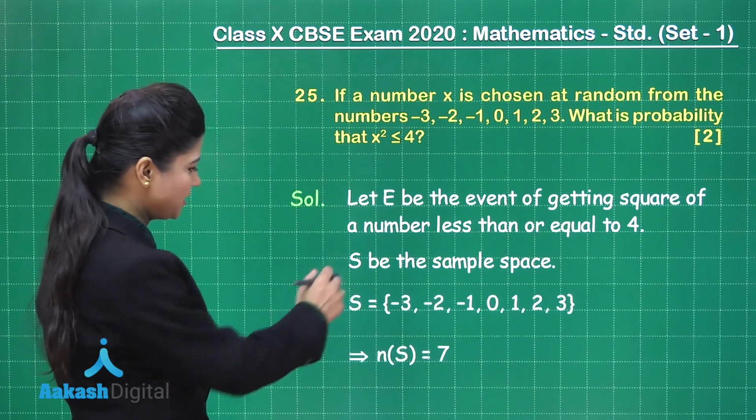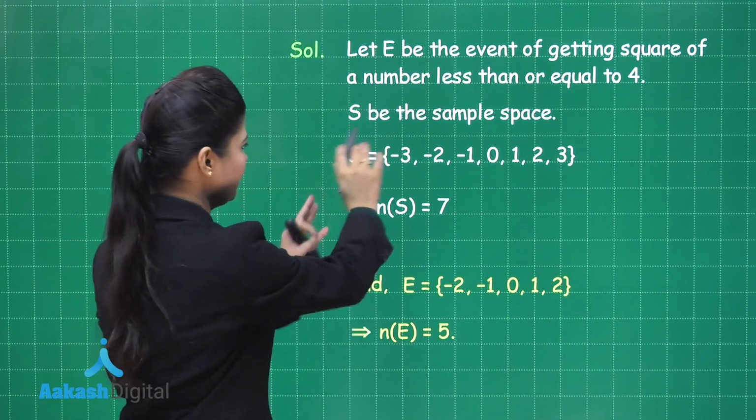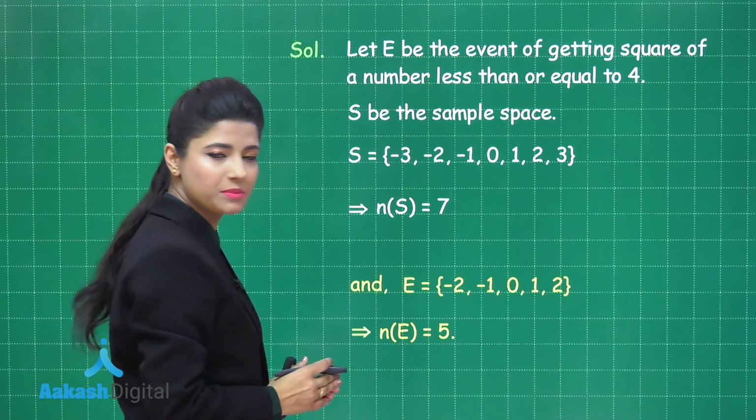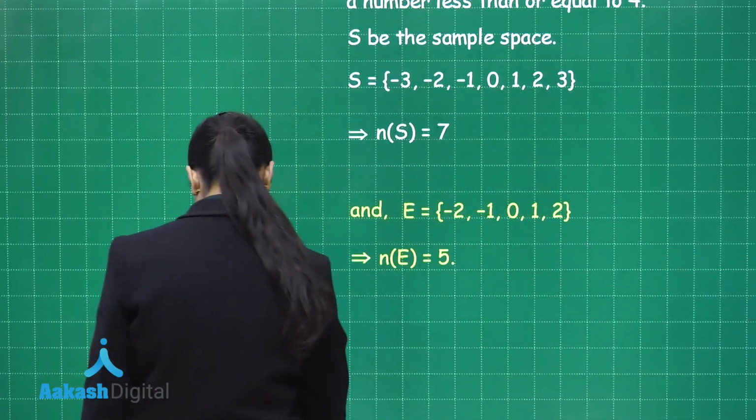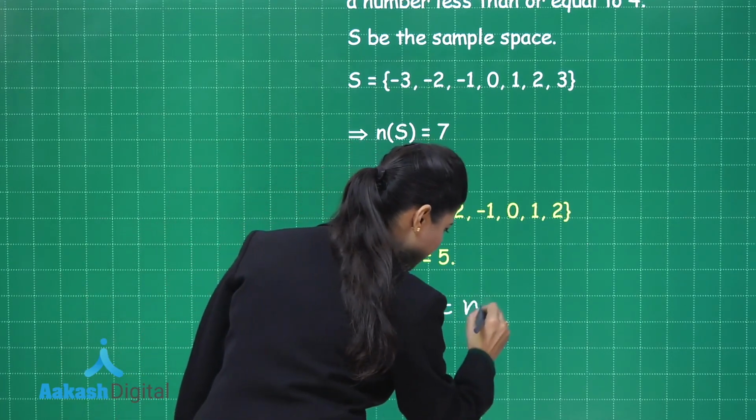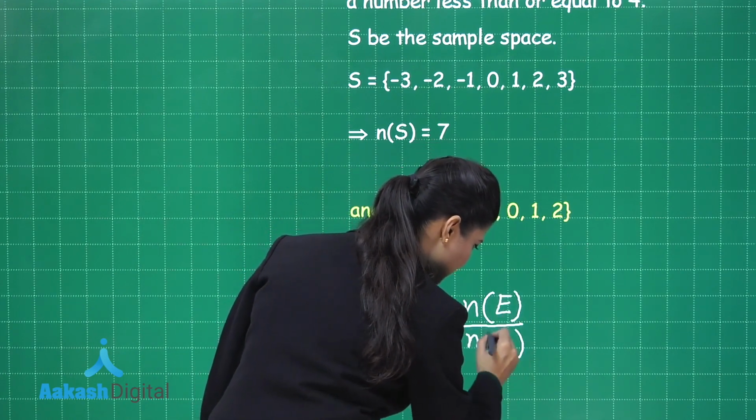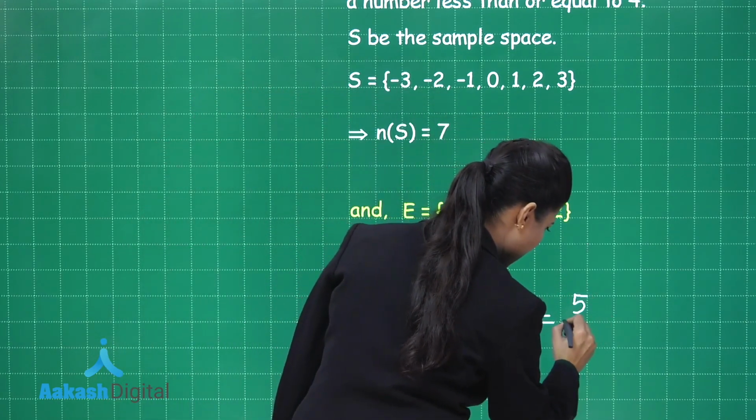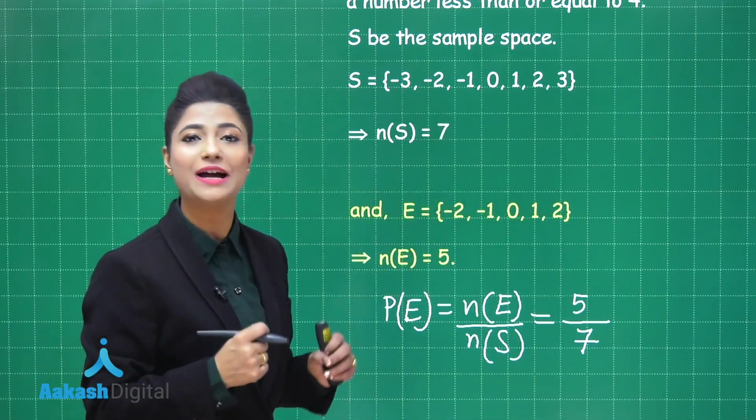So I can definitely mention here the sample space and the event E. You can clearly see in the sample space we have these 7 numbers, and in event E we have these 5 numbers. Now the probability of getting the event E will be given by the number of elements in event E upon the number of elements in the sample space. The number of elements in event E is 5 and the sample space consists of 7 numbers. So the required answer for this question is 5 upon 7.